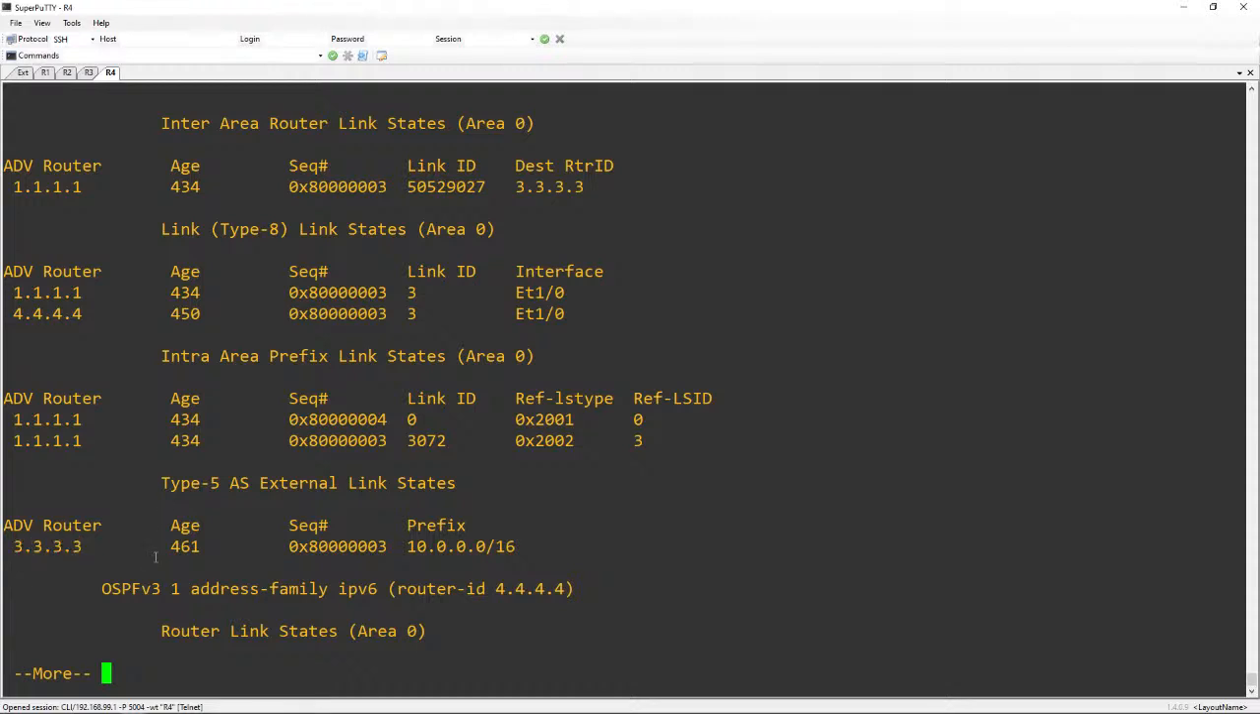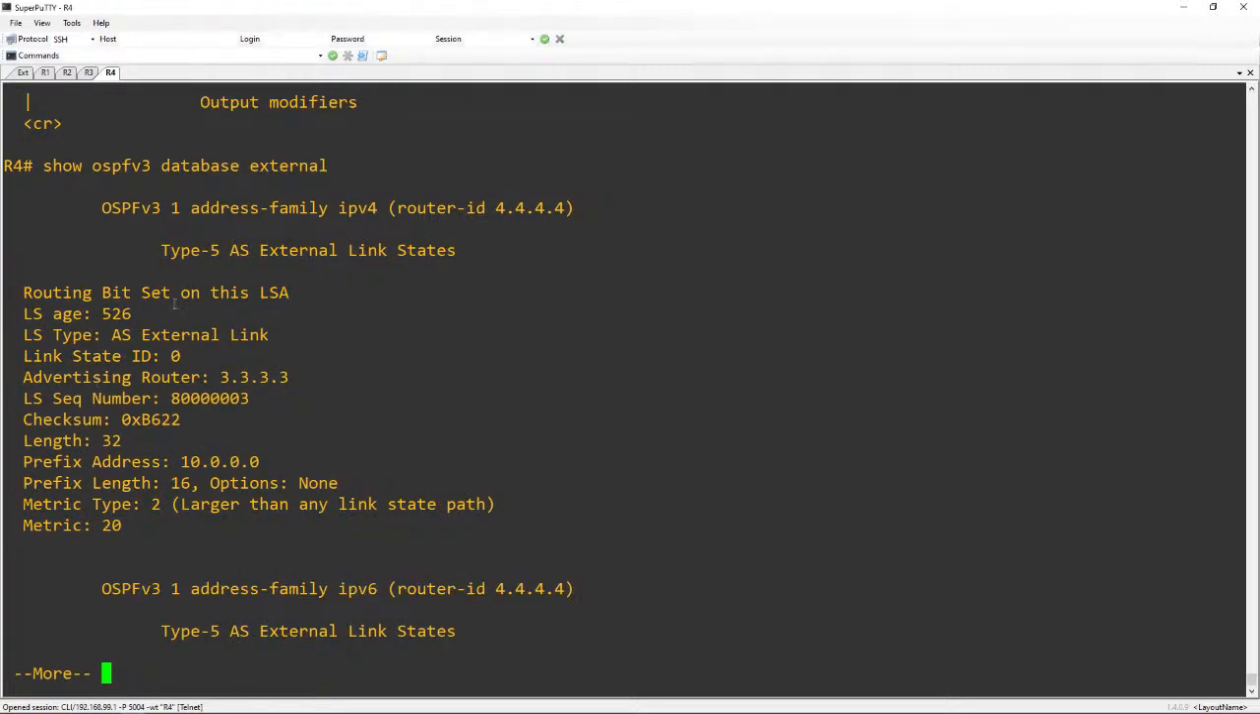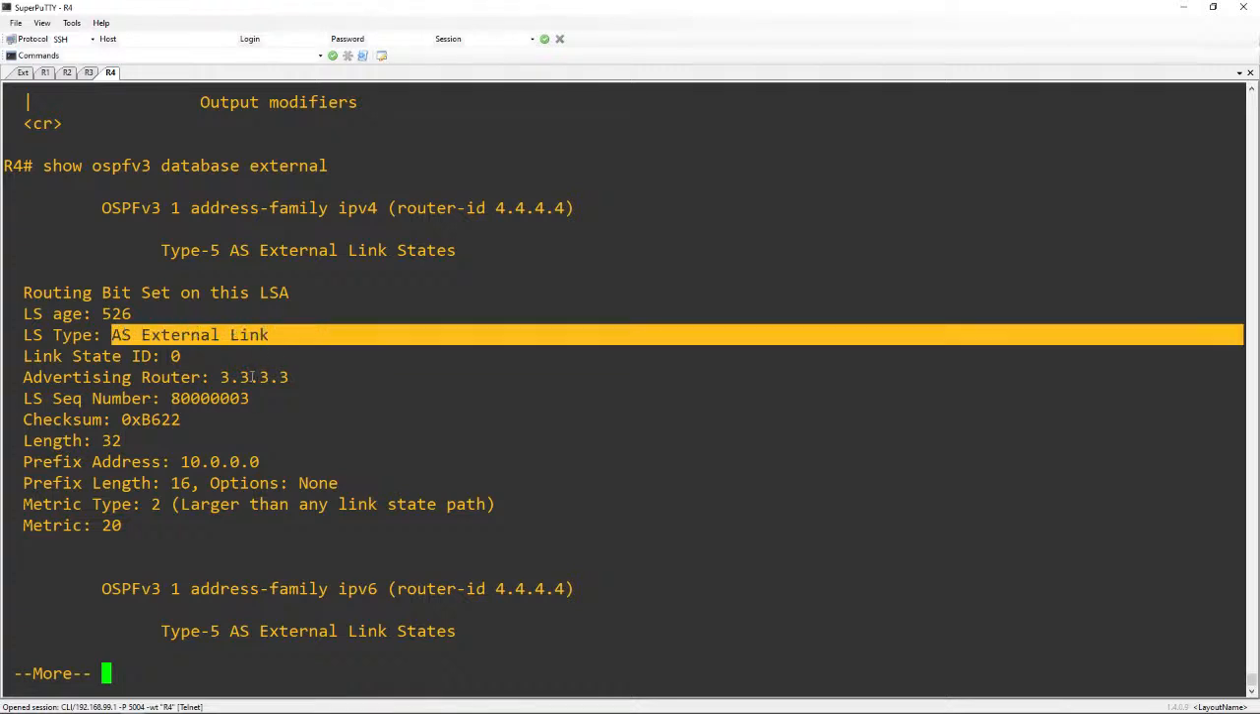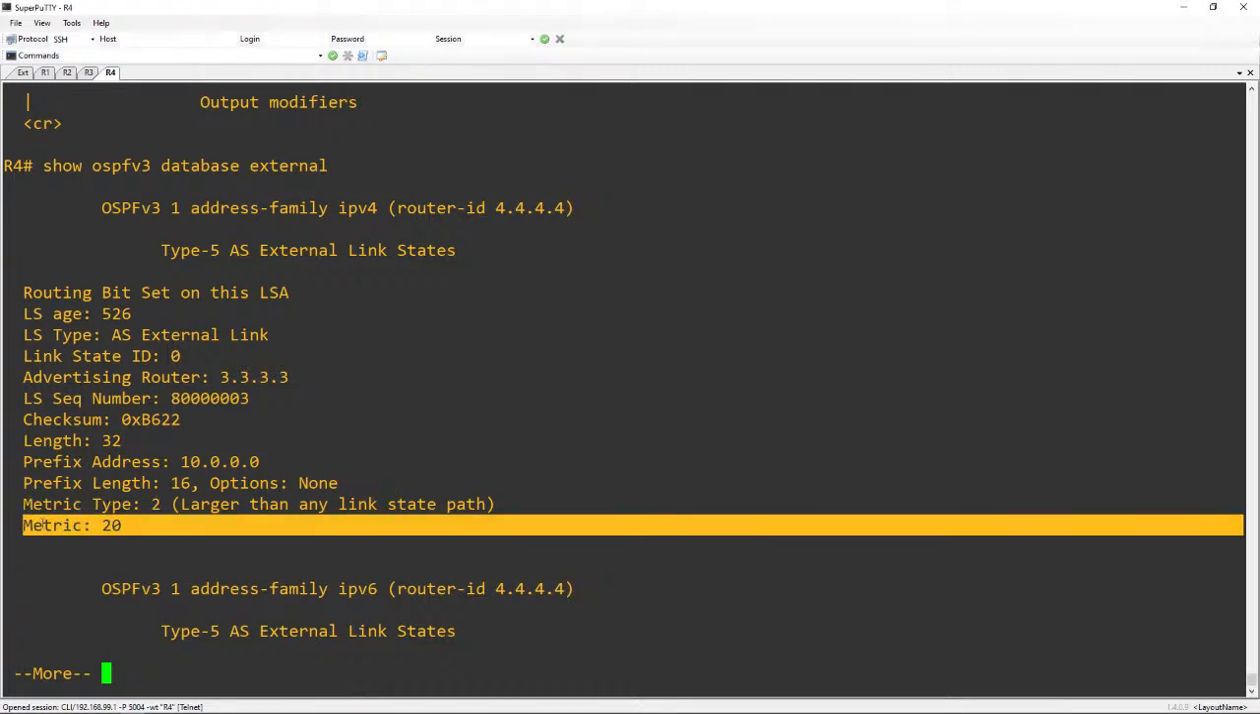All right, so let's take a look at our type 5s. Here we're going to look at our type 5s by using the word external, which represents the type 5. AS external link, the advertising router, is the ASBR. This is the destination address. This is the prefix length. This is the metric type, which in this case is E2. Metric type is it a type 1? Is it a type 2? Type 1, the seed metric will increment, and type 2, the seed metric will stay the same. And this happens to be the default seed metric for redistribution into OSPF.